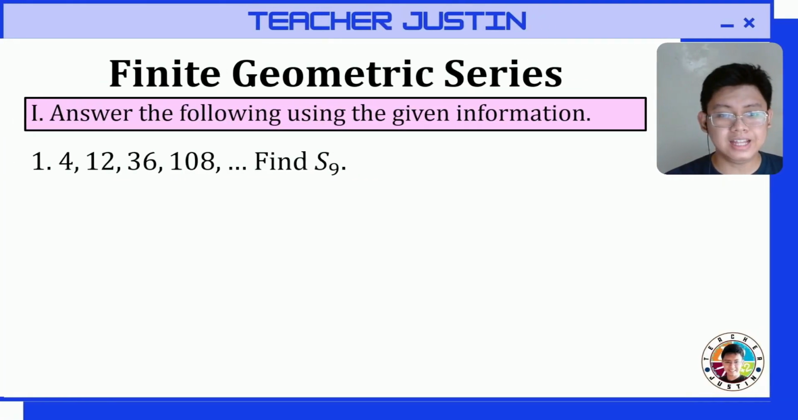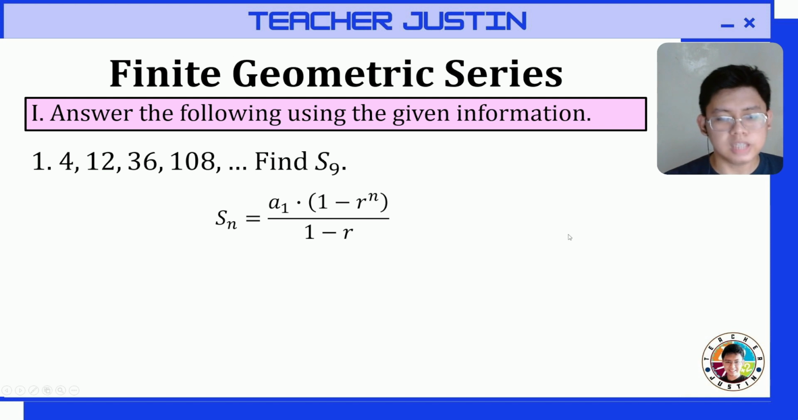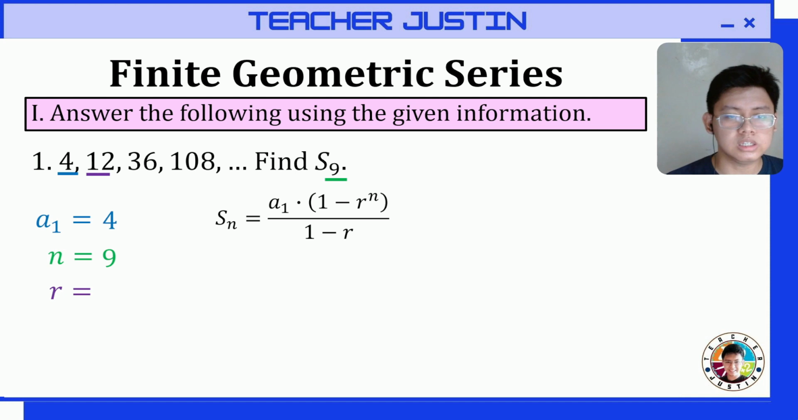Okay, let's have this item. Let's find the sum of the first 9 terms of our geometric sequence: 4, 12, 36, 108. To solve this, the formula we will use is the geometric series formula, which is S sub n is equal to the first term times the quantity 1 minus r raised to n all over 1 minus r. So, let's get our givens. Our first term is 4. Our number of terms is 9, and we have our common ratio, which is the second term divided by the first term. So 12 divided by 4 is equal to 3.